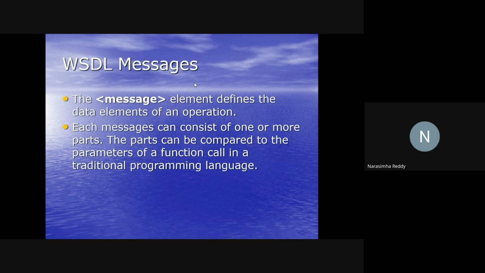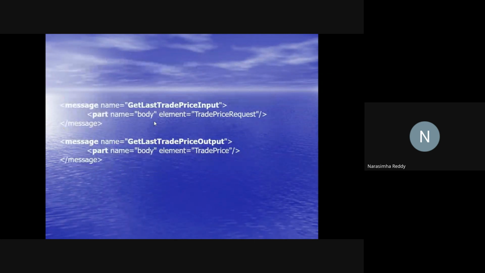Message, I think I talked about, right? It's just like a parameter, argument, whatever. Just remember that. And this is an example, guys: get last trade price input and output, just like attributes, parameters, or arguments. That's it. Narasimha, this is basically an XML source system supported by Informatica Cloud as a source and target. Exactly. So XML format, but the actual name that we use here is WSDL, which is Web Service Definition Language.